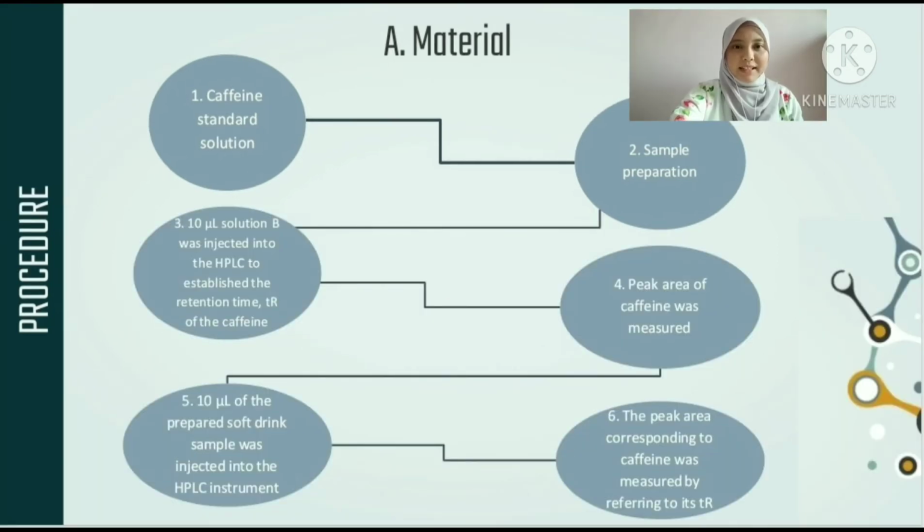Step 3. 10 microliters of solution B was injected into the HPLC to establish the retention time of the caffeine. Step 4. The peak area of caffeine was measured. Step 5. 10 microliters of the prepared soft drink sample was injected into the HPLC instrument. Lastly, the peak area corresponding to caffeine was measured by referring to its retention time.